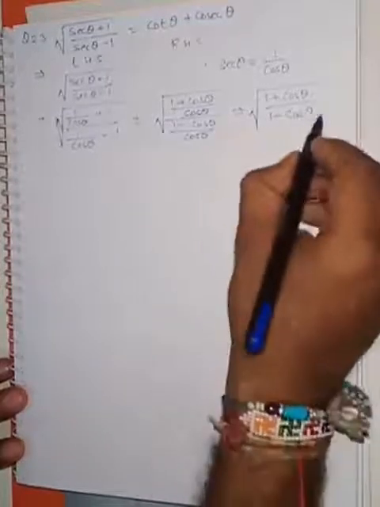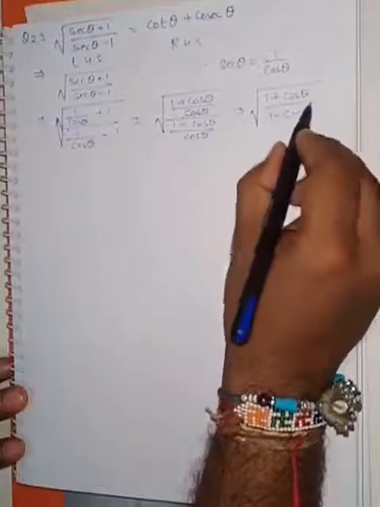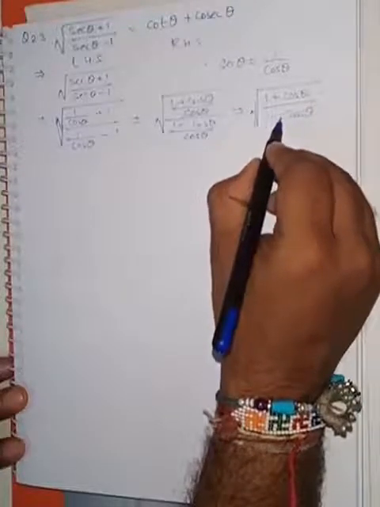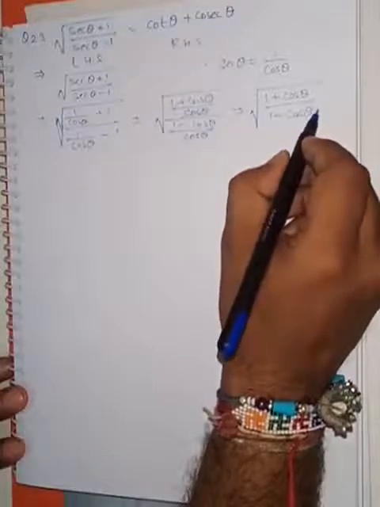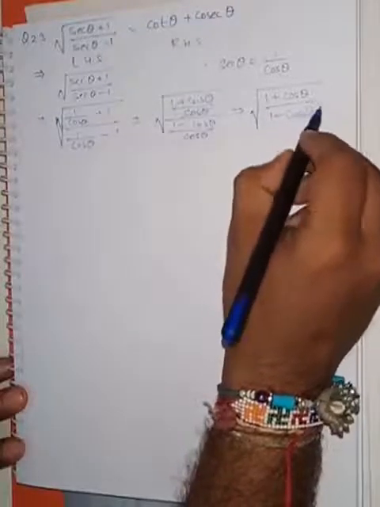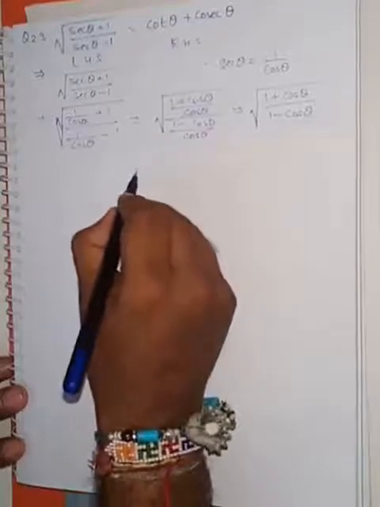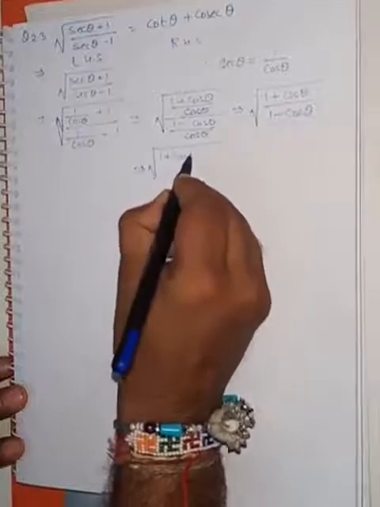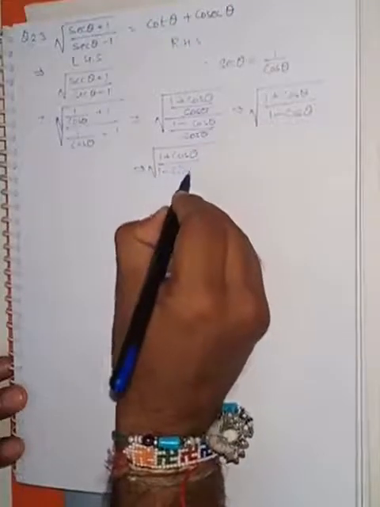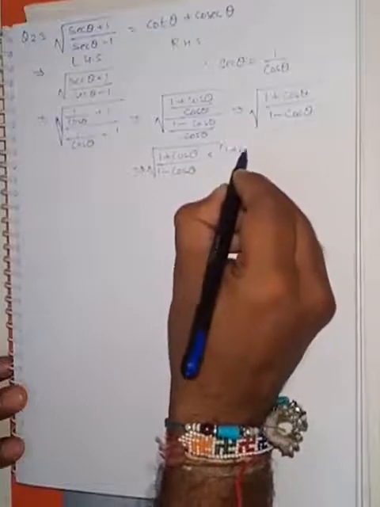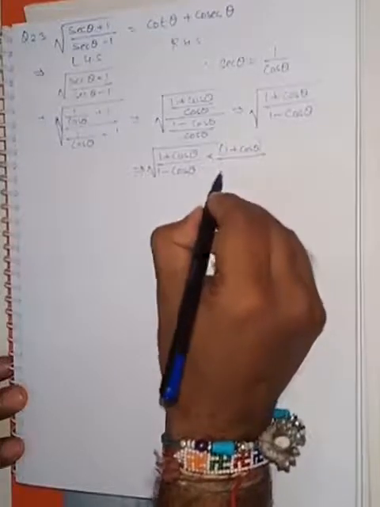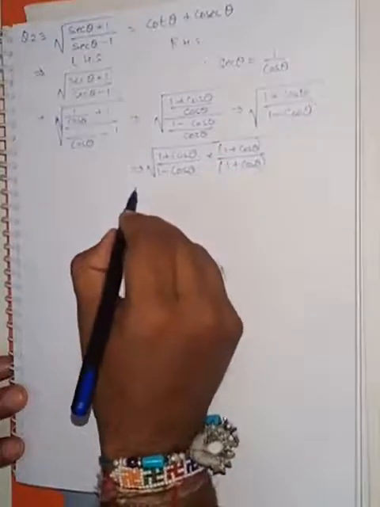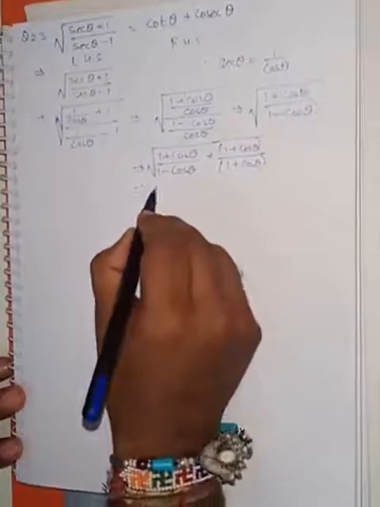Now, as I already told in previous questions, if we get a denominator like 1 plus cos theta, 1 minus cos theta, 1 plus sin theta, then we always rationalize. So here also we rationalize. We multiply 1 plus cos theta divided by 1 minus cos theta with 1 plus cos theta divided by the same 1 plus cos theta.